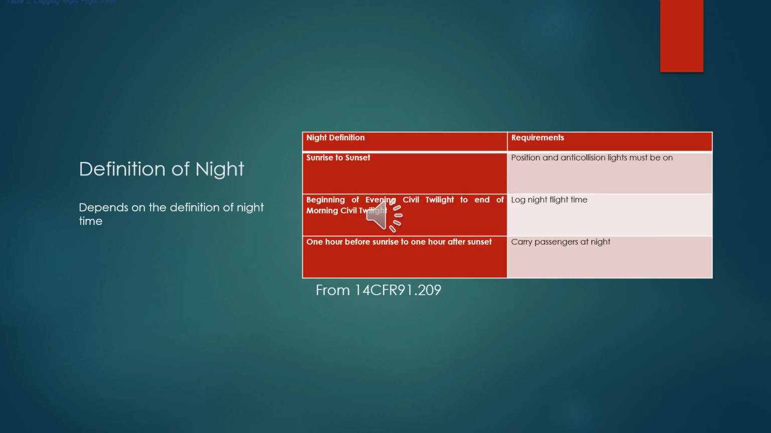So what is night time? Because now we're going to look at when we can log night hours. So it depends on your definition of night. So remember back to our private pilot, we had 3 different definitions of night. So the first definition is when do the lights have to be on? Then it's when can we log night time, night flight time? And then finally it's when can we carry passengers at night?